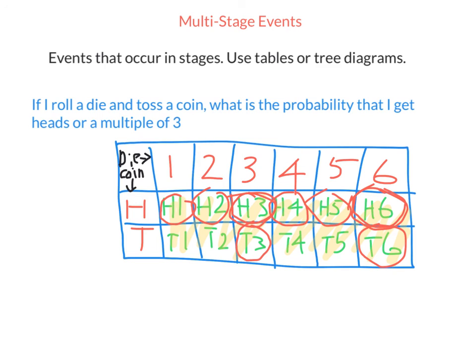So you can see there are 8 ways that I can get heads or a multiple of 3 out of 12 outcomes in total. And I'll just simplify that to 2 over 3. And that's our answer. Probability calculation, so much simpler because of the table. Let's look at an example now involving a tree diagram.